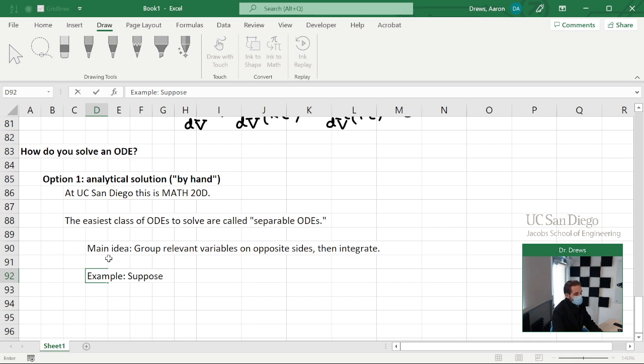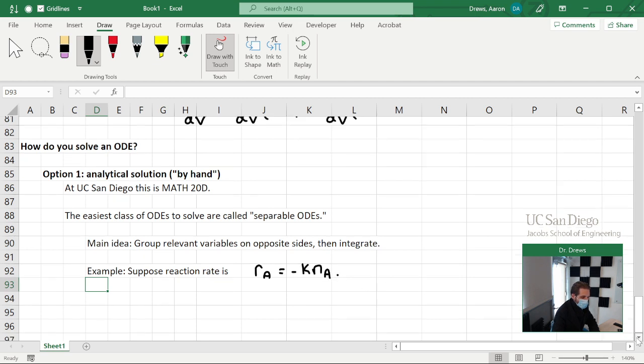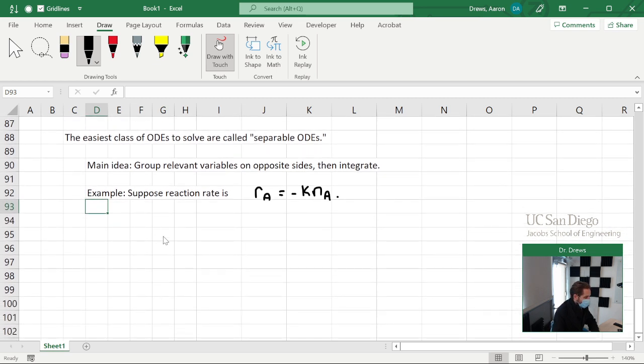So for example, suppose the reaction rate from that reactor example that we had up a moment ago is RA equal to minus K times NA. What if we wanted to solve the ODE that we had before? Well, that ODE started off life as dNA/dV equal to RA. So we substitute in for RA and get minus K NA.